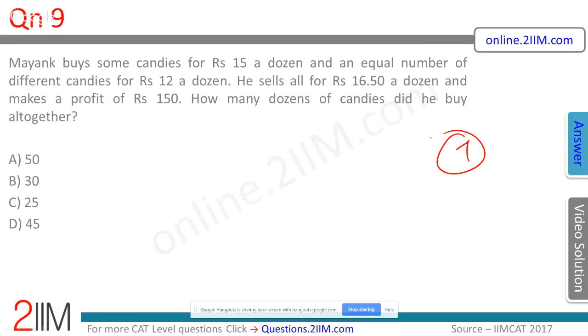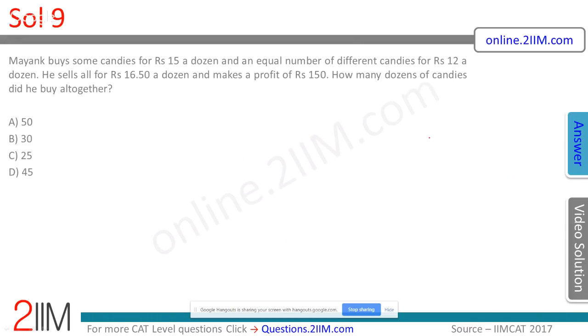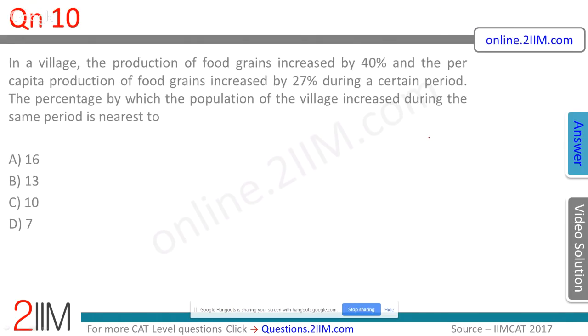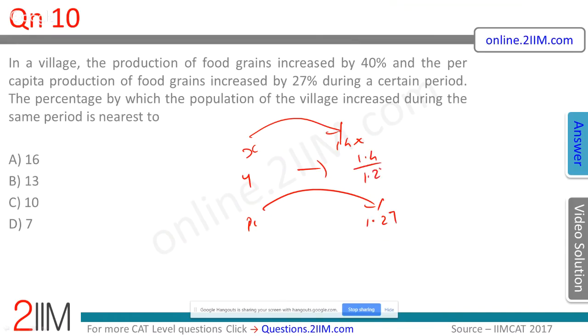Right? 15n plus 12n equals 16.5 into 2n minus 150. Again, population becomes 1.4. Per capita value becomes 1.27. This y should become 1.4 by 1.27. You have a calculator, it becomes even simpler. But this way of writing down is very vital. 8 so far in the bag.